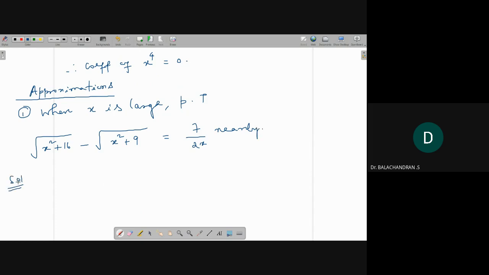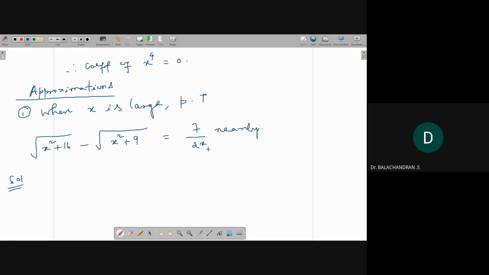Solution. So here it is given x is large. Okay, x is large means 1 by x is small. And then you can see the right hand side, in the denominator I have x only. Okay, because x is large, 1 by x is small, and 1 by x square is very, very small.